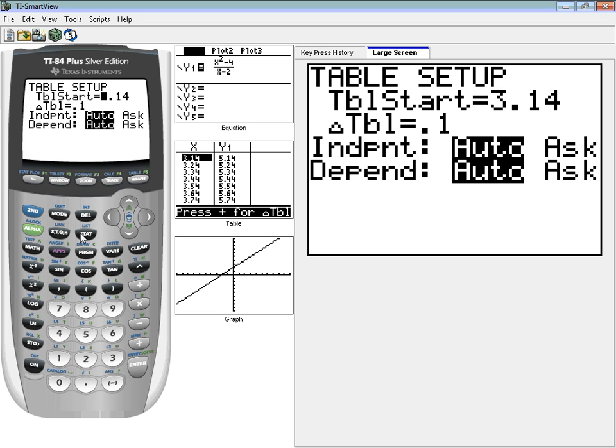Table setup here, okay? Everyone with me at table set? Yes. Okay. I'm going to start at 2 because that's what my limit is approaching, right? It was as x approaches 2. Then the little triangle table, that is delta table. That means what you're changing by. Make it 0.01. Okay? How do we know? Is it always there? Yeah. And then go to your table.